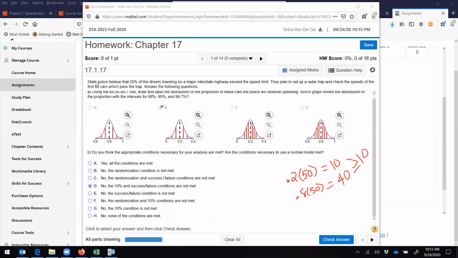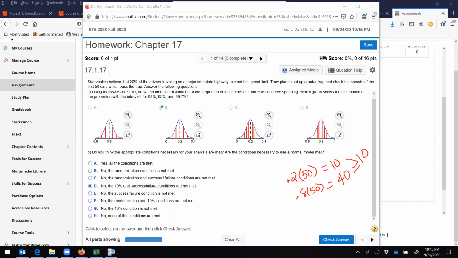And then our 50 needs to be less than 10% of the total population of cars. I feel relatively confident that that 50 would be less than 10% of all cars that are going to travel that roadway.